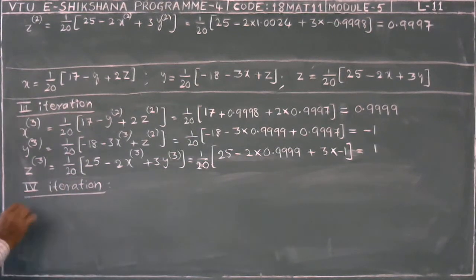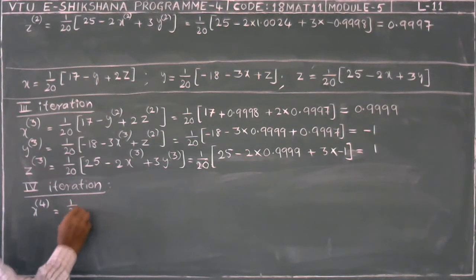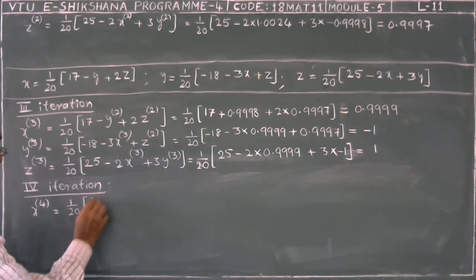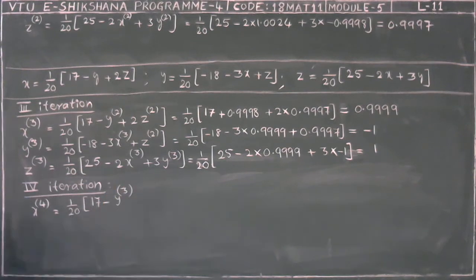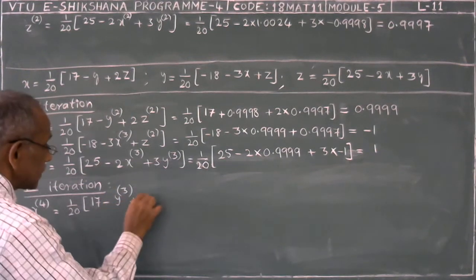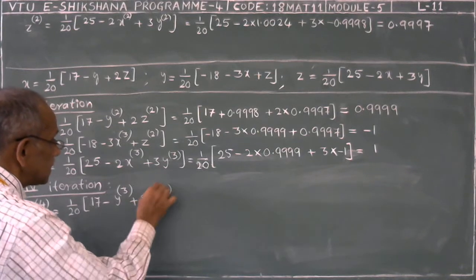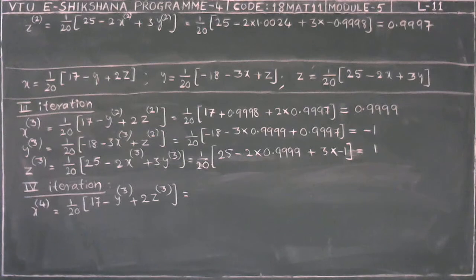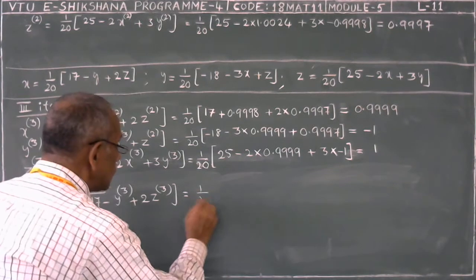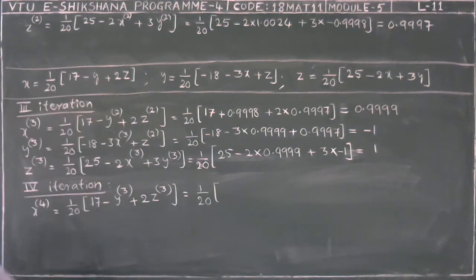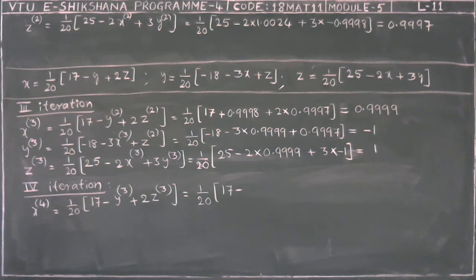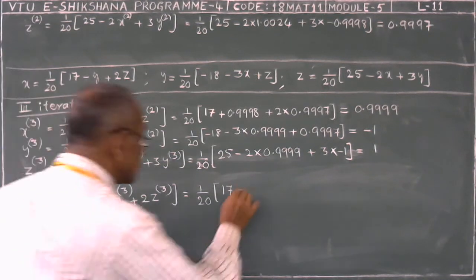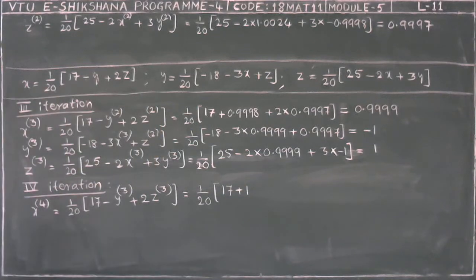Fourth iteration. x4 is 1 by 20 into 17 minus y3 plus 2z3. So this is equal to 1 divided by 20 into 17 minus y3. y3 is minus 1, so this is plus 1. 17 plus 1.